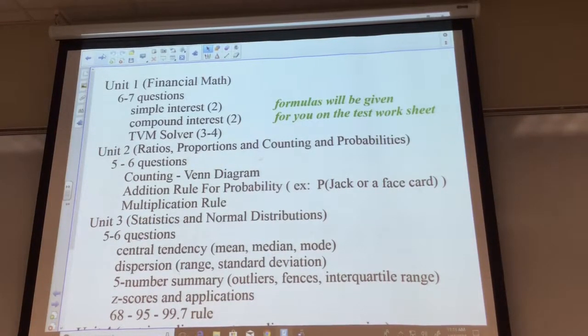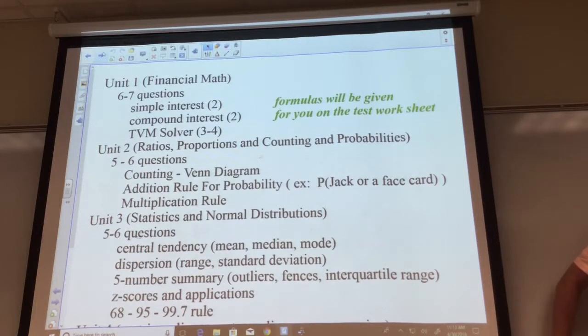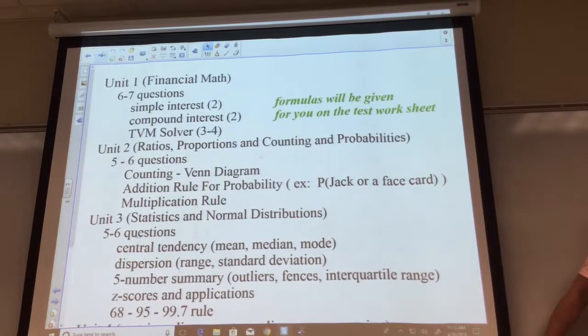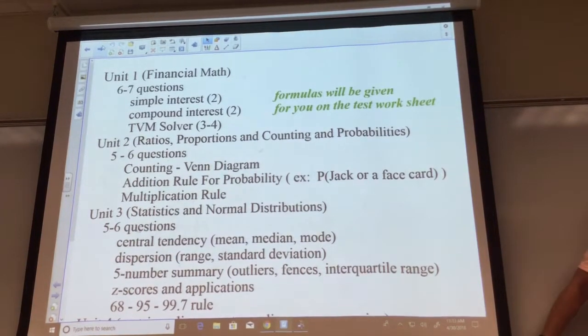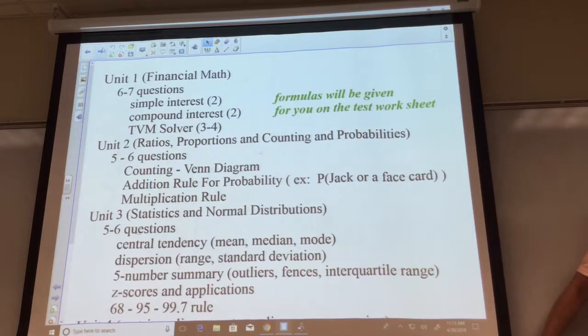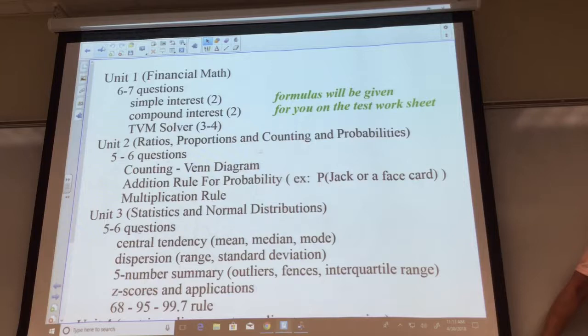Z-scores and applications. Any applications out of there are going to come out of normal distributions. The normal distribution might use the 68, 95, 99.7 rule, or you may see questions that say something like a data set was normally distributed with a mean of 120 and a standard deviation of 12. If you scored 132 on the test, how many standard deviations from the mean were you? Or they may ask you, what was your score if you were 1.5 standard deviations below the mean?